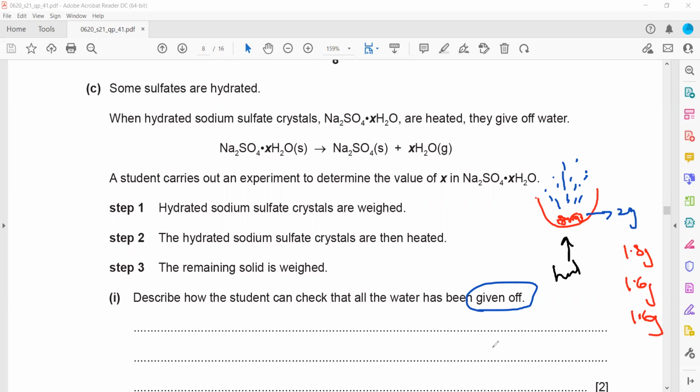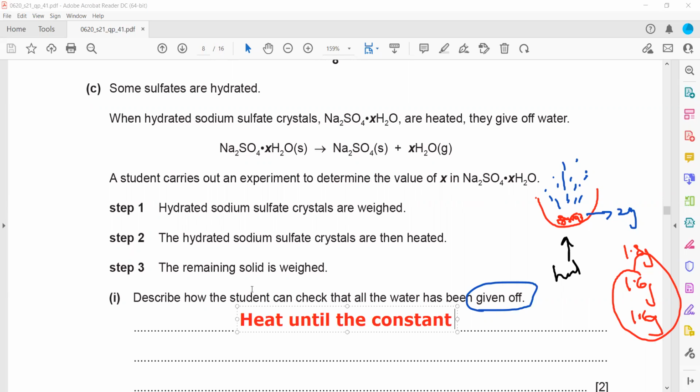So once the mass is not changing, then we will know that there is no more water of crystallization left. All of the water has been removed. So heat until constant mass, or heat until the mass does not change. So we'll make sure that the water of crystallization is completely lost. And we can get one mark for mentioning heat until the mass is constant, and the second for reweighing again, or repeating the process, steps 2 and 3.